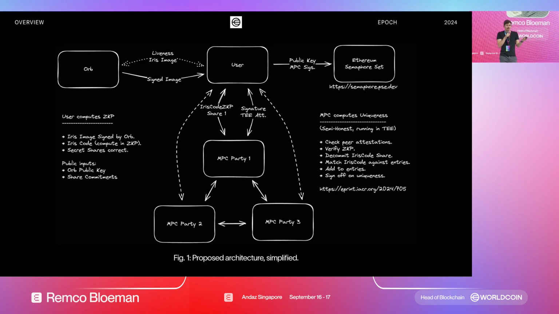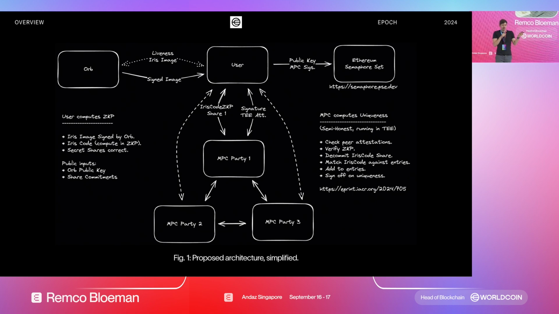The orb will then use sensors to make sure that you're a real live human being, and it will take a picture of your irises. It will sign that using its hardware key, and then send it back to you. Now you have an authenticated image of your irises in your wallet. What you can then do is create a zero-knowledge proof that derives this iris code, which is like a machine learning algorithm that extracts the entropy.